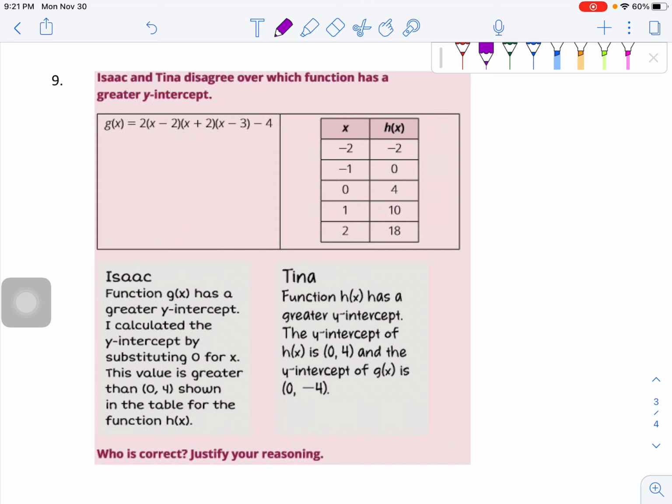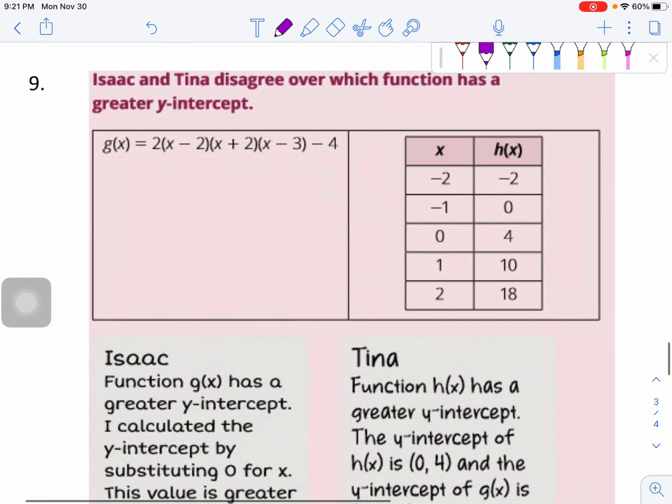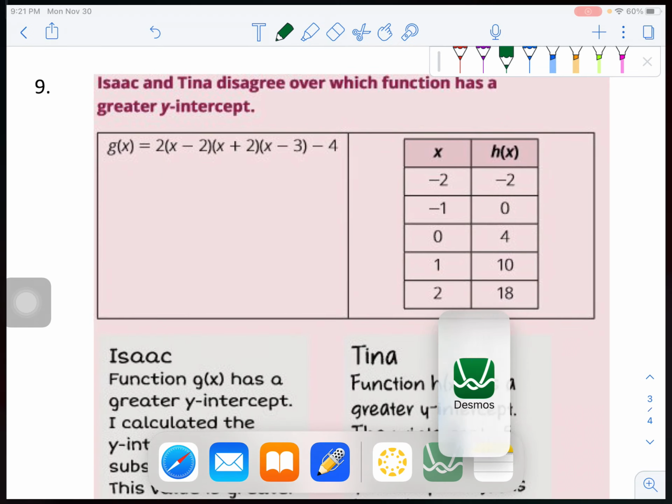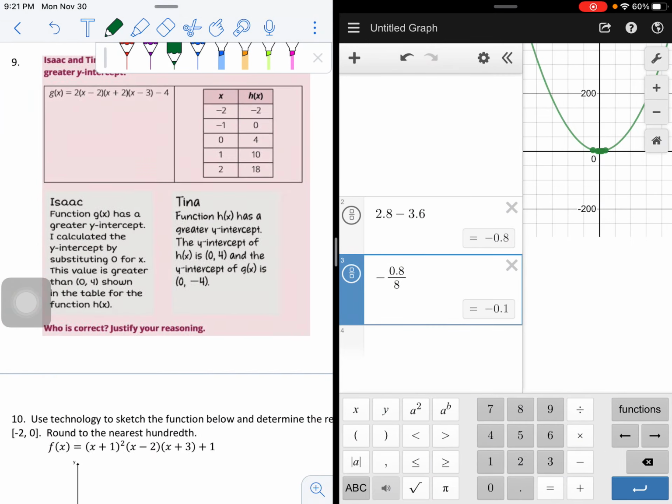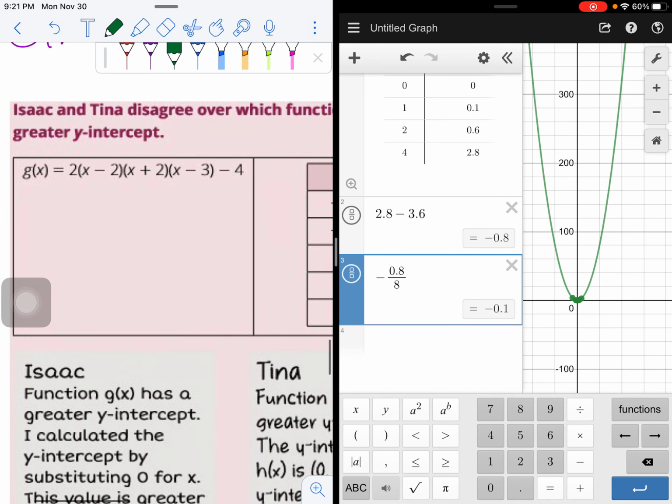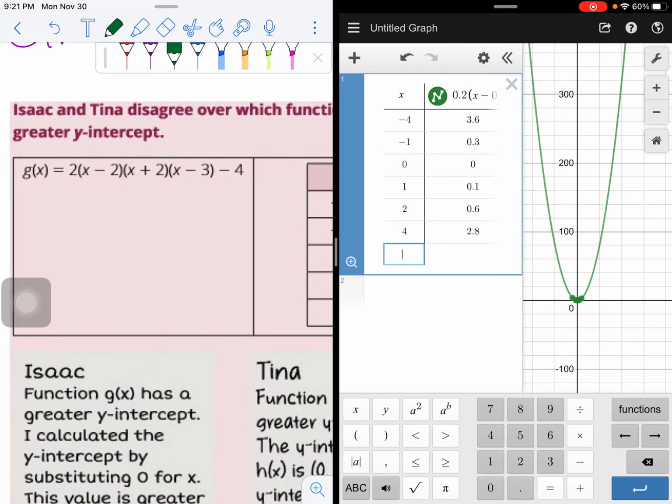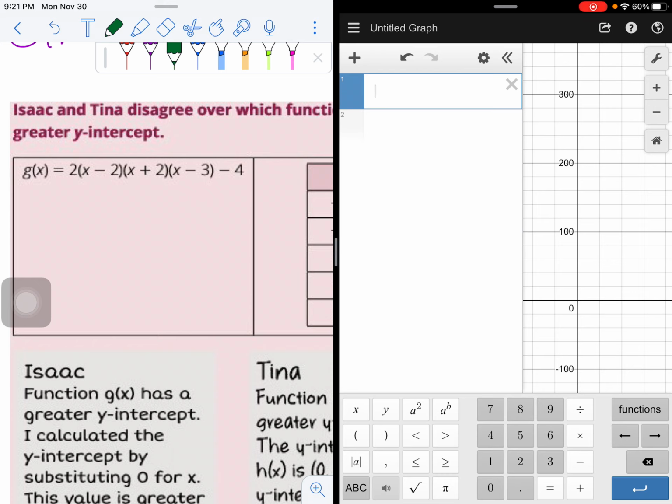Isaac and Tina disagree over which function has a greater y-intercept. So let's find the y-intercept. For g of x, I'm going to find the y-intercept. I'm going to use Desmos. I'm going to pop it back up and take advantage of that technology that I've got. Let me take a quick minute here and get rid of the stuff that was there.